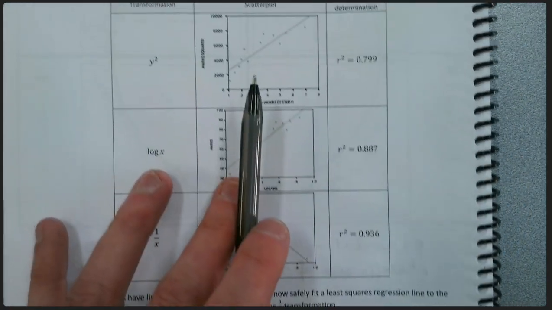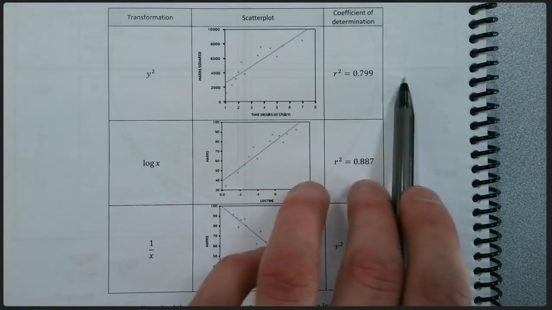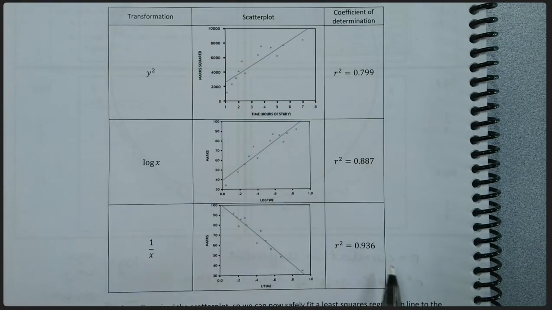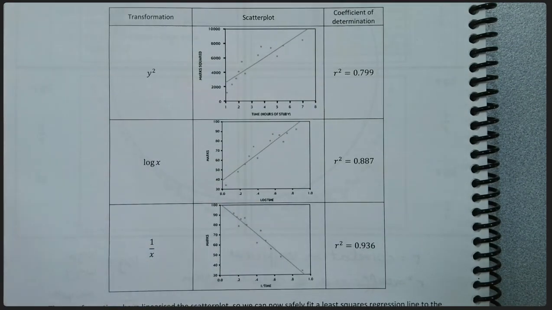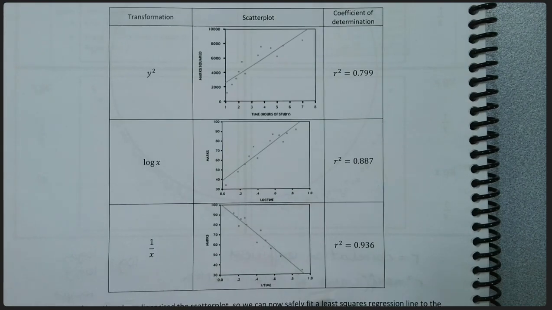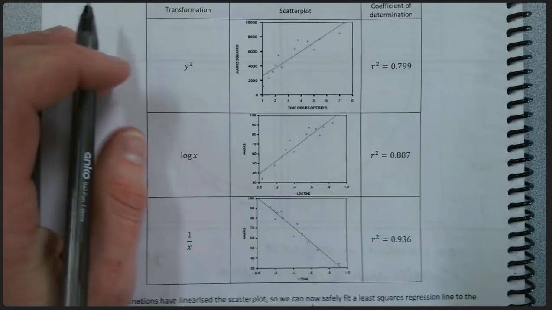So this has gone ahead and done it for you, right? This is what our coefficient of determination is for y squared, for log x, and 1 over x. I'm just going to pause for a sec. Which one do you think is going to have the best linear effect? Which one has the highest r squared value? 1 over x. This one here was 0.93, so well done. Yeah, so this has the most linear data over any of these other ones.